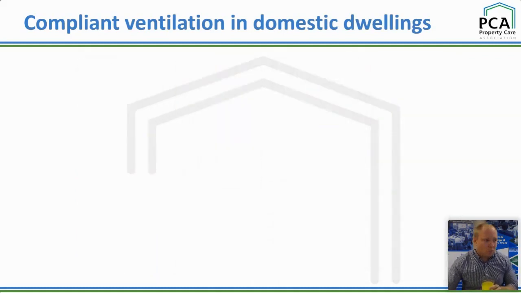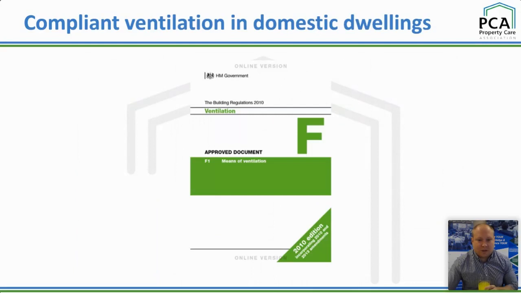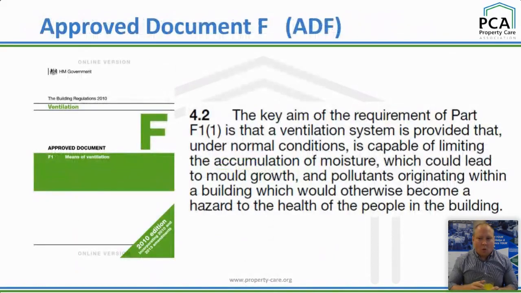So as I say, we're going to be looking at F in more detail today. So what is F all about? The key aim of the requirement of Part F is that a ventilation system is provided that, under normal conditions, is capable of limiting the accumulation of moisture which could lead to mold growth, and pollutants within the property that originate from within the property. So essentially, Part F is all about stopping mold growth. Simple as that.